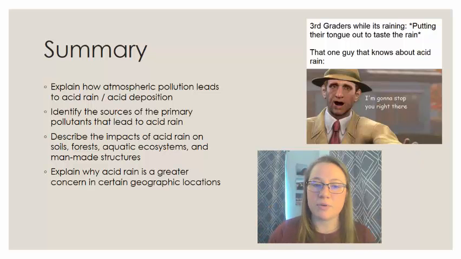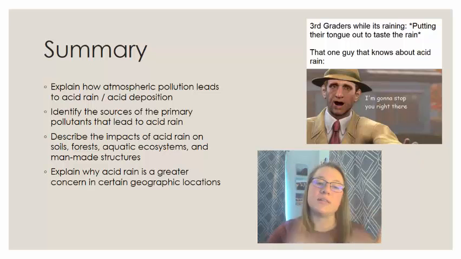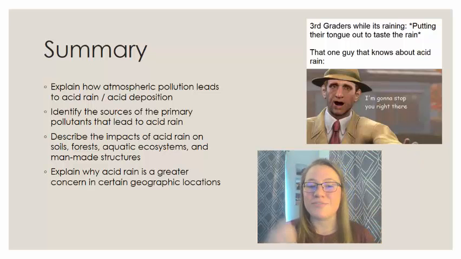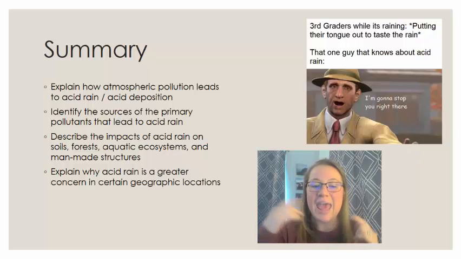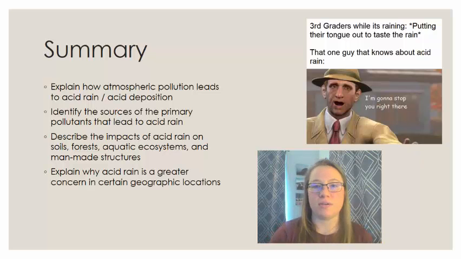So in summary, you should be able to explain how atmospheric pollution leads to acid rain and acid deposition. You should be able to identify the sources of those primary pollutants involved in creating this acid rain, and describe the impact of acid rain on soils, forests, aquatic ecosystems, and man-made structures, and be able to explain why acid rain is of greater concern in some areas compared to others.